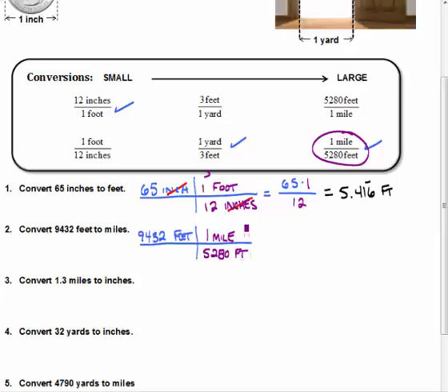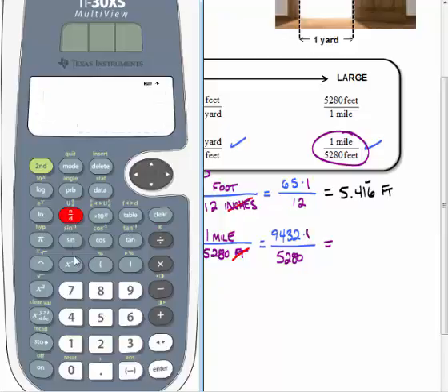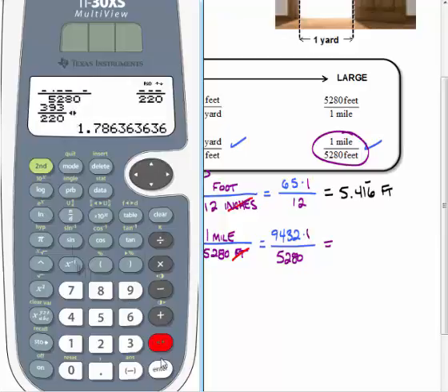All right, just like the previous example, since we have feet in the numerator and feet in the denominator, they divide out. And once again, I'll just multiply straight across the top. So in this case, I have 9,432 times 1 divided by, the only number in the denominator is 5,280. All right, so I'll clear the calculator, and I'll hit the fraction bar and do 9,432 times 1 divided by 5,280. And again, I'll hit the conversion key, and I get approximately 1.786 miles.